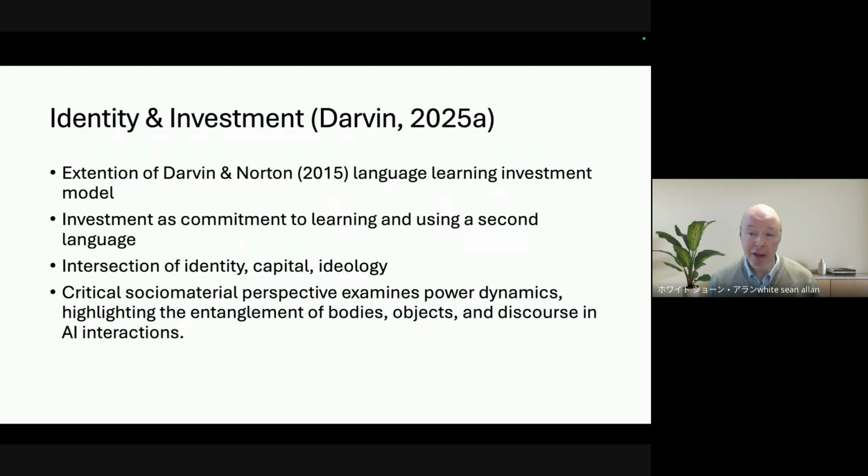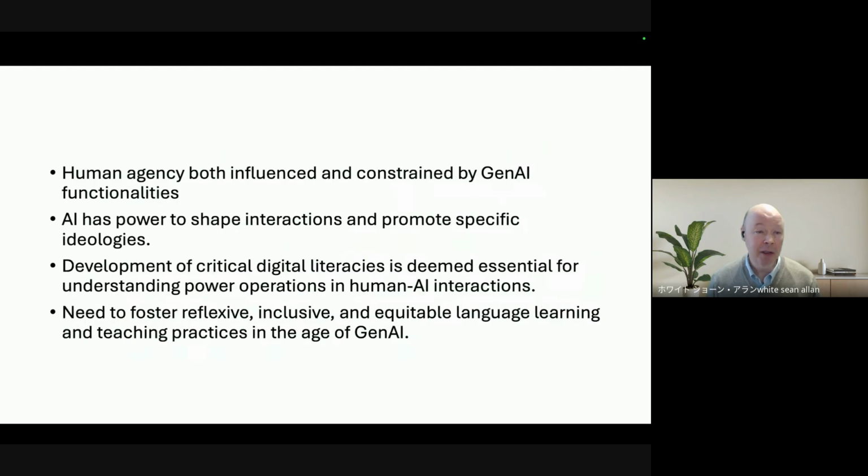There's a nice graphic that I have in a moment for this, but human agency is influenced and constrained by generative AI functionalities, right? The tools themselves will both enable and limit what we can do. AI has power to shape interactions and promote specific ideologies, often unanalyzed, right? We are in many ways at the mercy of what AI will.